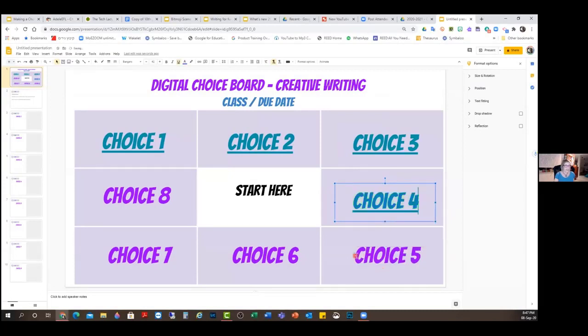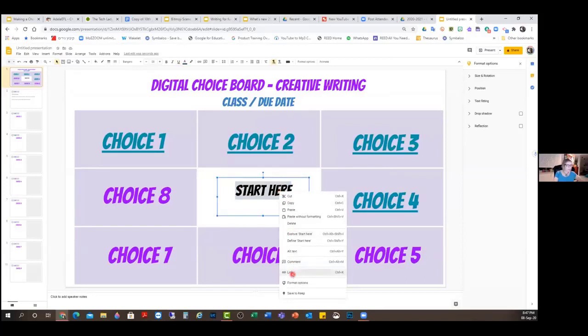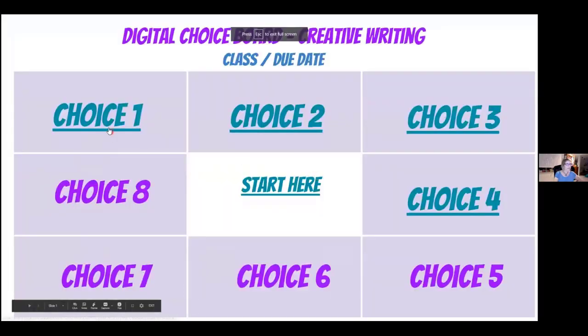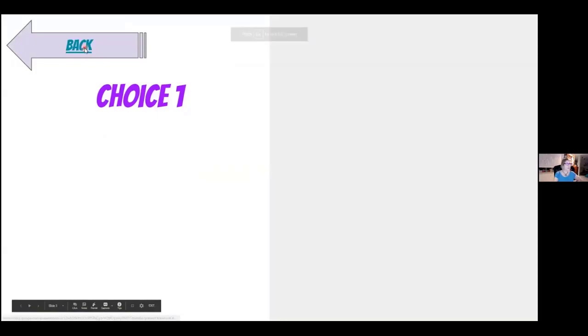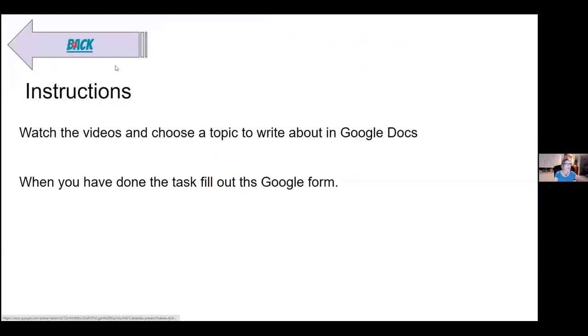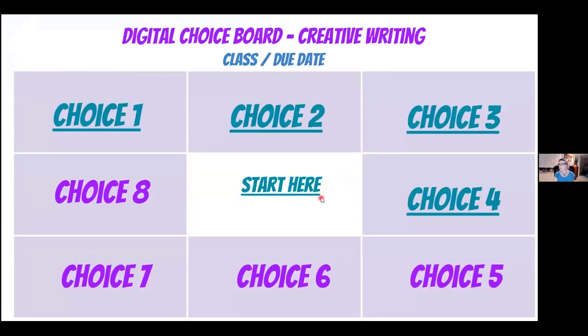You can stop because you don't have any more backs. Here I need to link to the instructions page. Slide 2, instructions. Okay, so let's see what that looks like. Choice 1, here's choice 1, go back. Choice 2, choice 2, go back. Start here, go back. Okay, you got the idea?